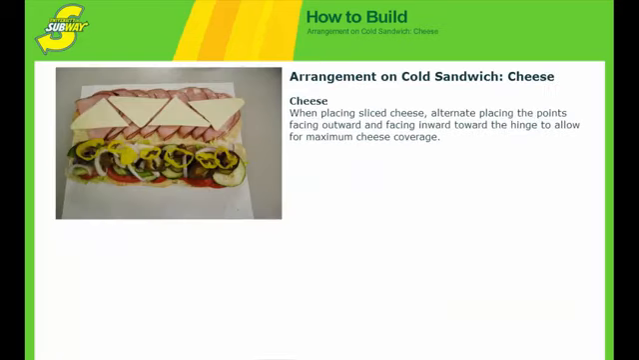Arrangement on cold sandwich: cheese. When placing sliced cheese, alternate placing the points facing outward and facing inward toward the hinge to allow for maximum cheese coverage.